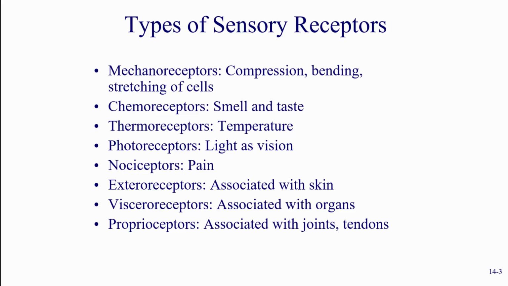And then we have proprioceptors. And these are associated with joints and tendons, and these let your brain know where your limbs are, for instance, in space. So in other words, you can close your eyes and still touch your nose without looking because of proprioceptors. The reason you don't have to look down when you walk is because of proprioceptors. If you want to comb your hair or brush your teeth, again, you can do that without looking because of these proprioceptors in the joints.